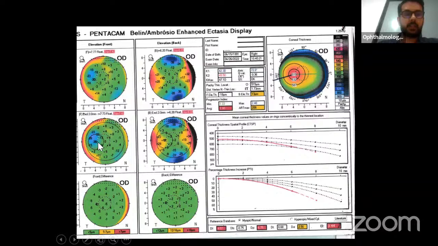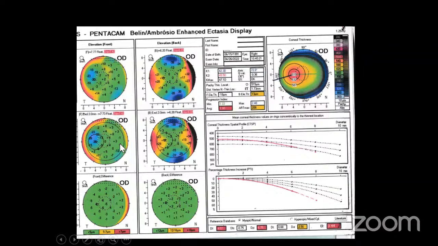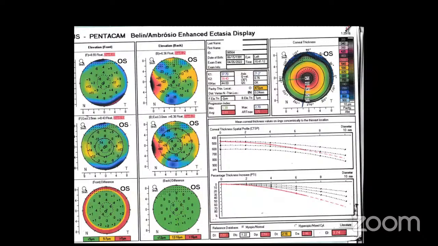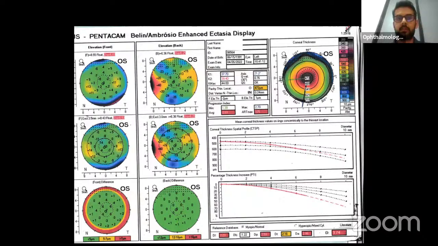I think we should look at the fellow eye also, before you make a diagnosis. Can you show the images of the fellow eye? These are the BAD images of the fellow eye, sir. Now, can you show the quad maps?